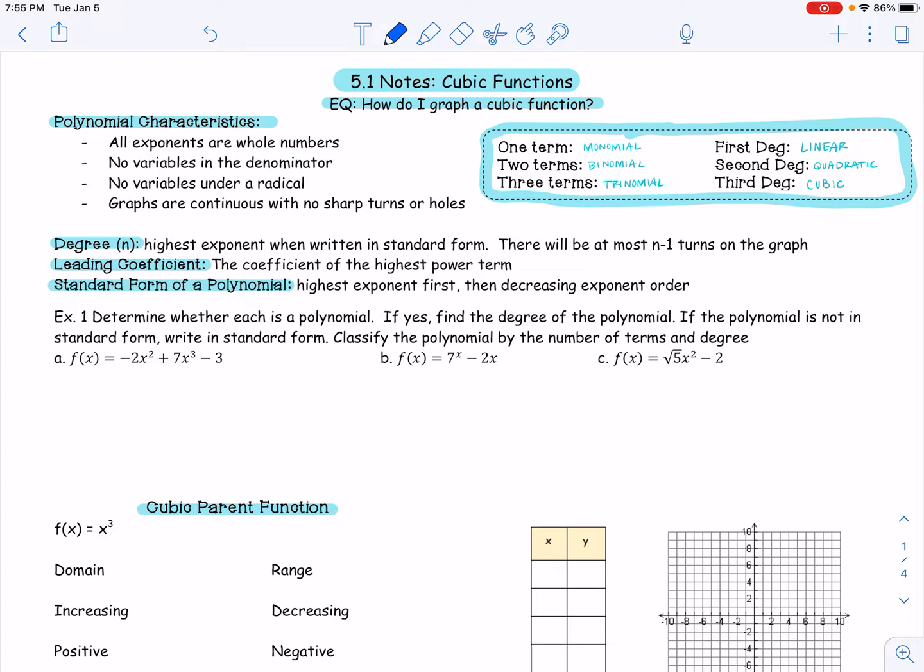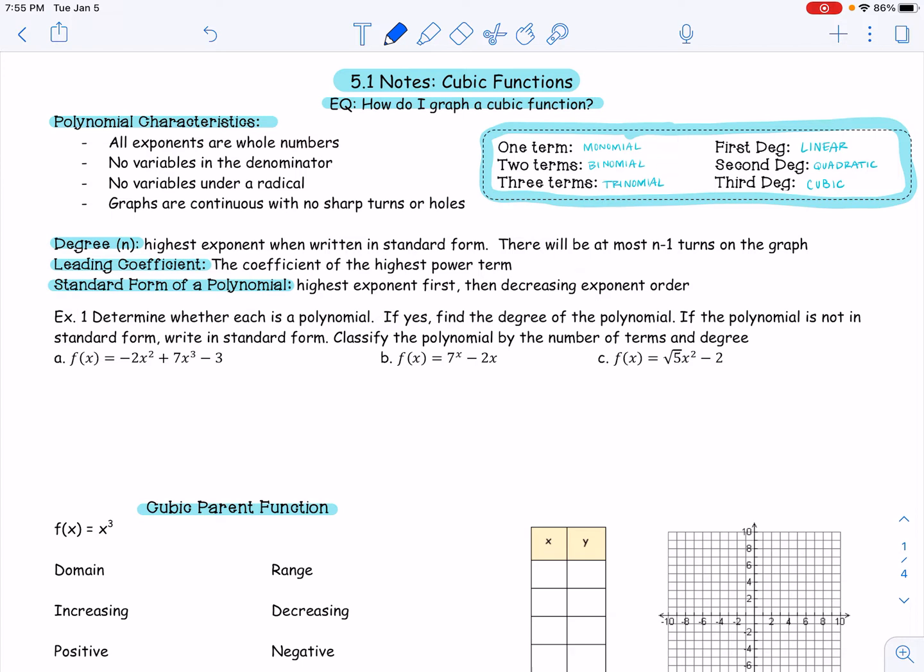And then lastly, which is most important when we're graphing, is that a polynomial graph is continuous. There's no sharp turns, there's no holes in it. It's very smooth and continuous. It kind of reminds you of rolling hills, or an easygoing roller coaster, nothing with sharp turns and no holes. And so, like I said, obviously that's going to be very helpful when we start graphing, which will be next lesson.